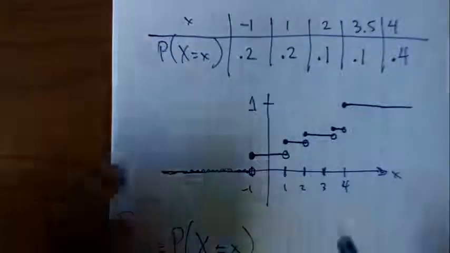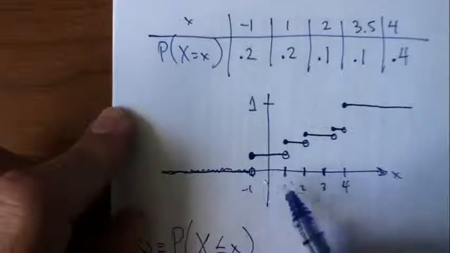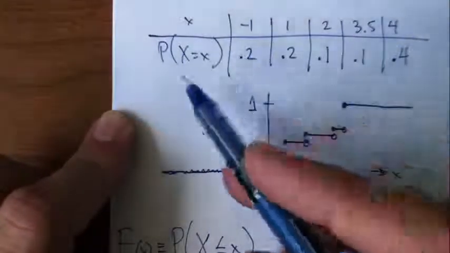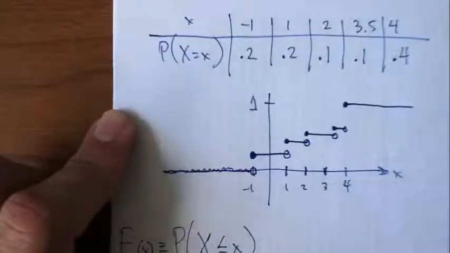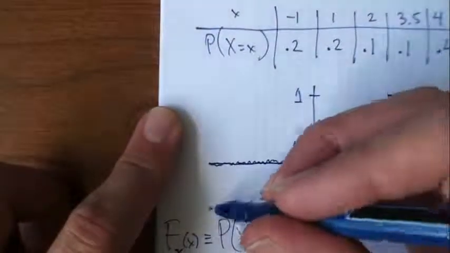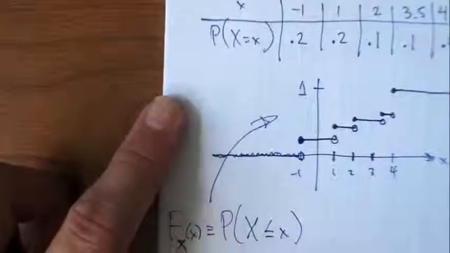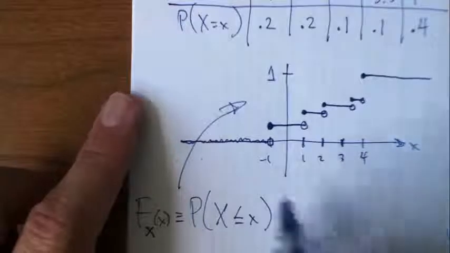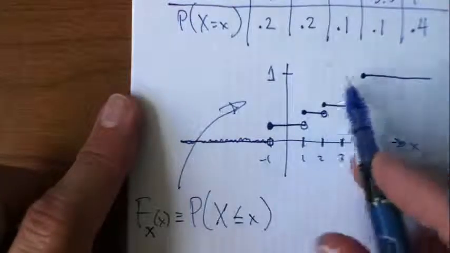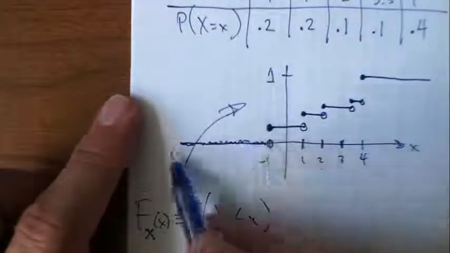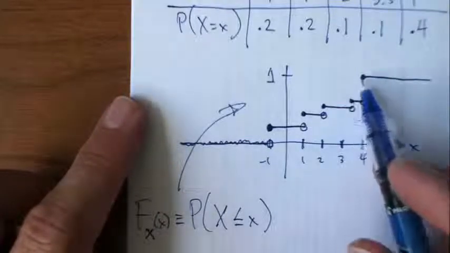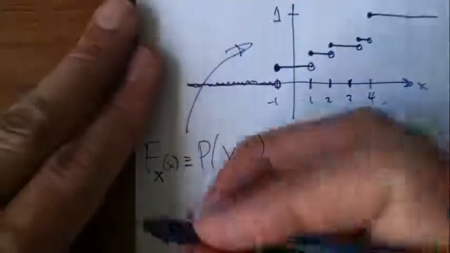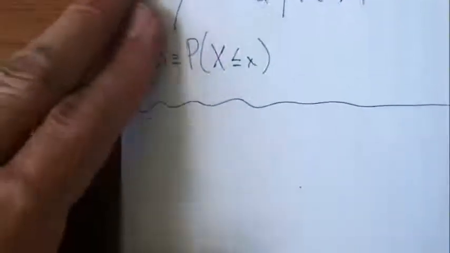I hope this makes some sense. This is a graph of the cumulative distribution function for this random variable x. Now, discrete random variables such as this are going to have cumulative distribution functions that are step functions like this. In general, they don't have to look like that.